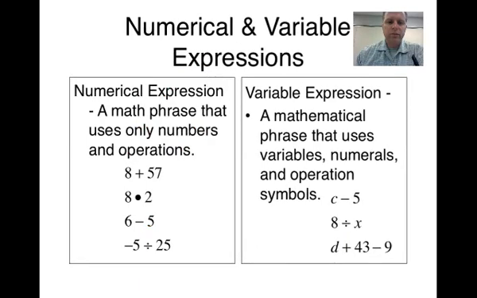Numerical and variable expressions. A numerical expression is a math phrase that uses only numbers and operations. So all you're going to see are numbers and add, subtract, multiply, divide, and parentheses. A variable expression is a mathematical phrase that uses variables, numerals, and operation symbols. So it's going to have letters in it for the most part.